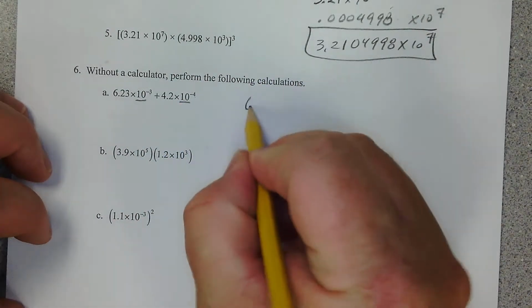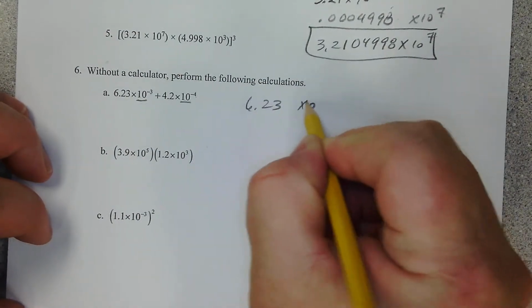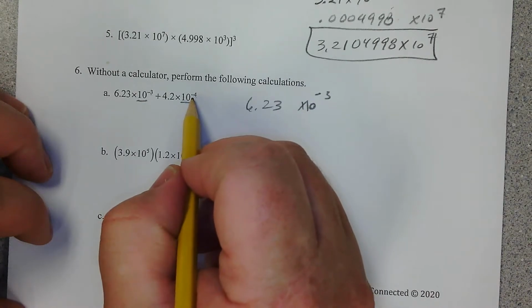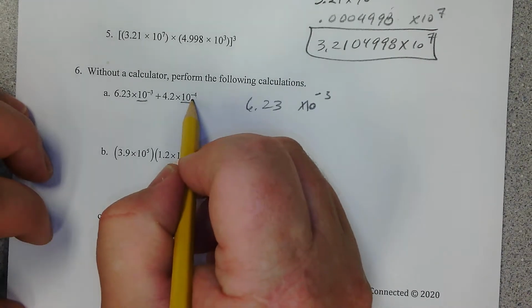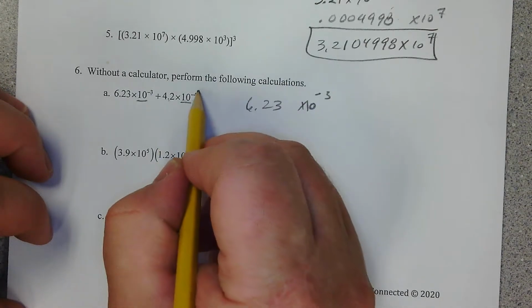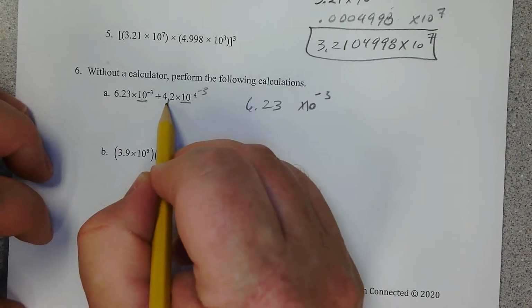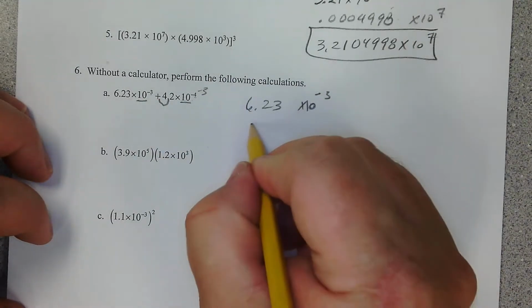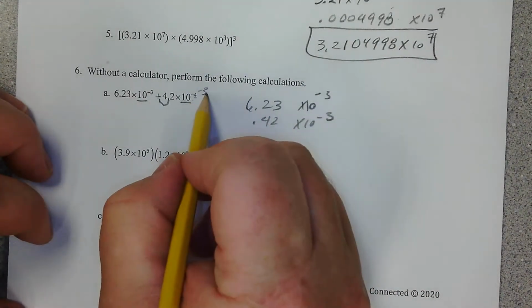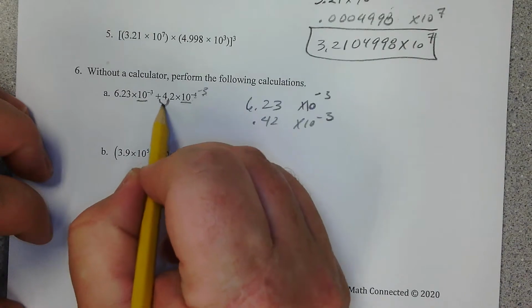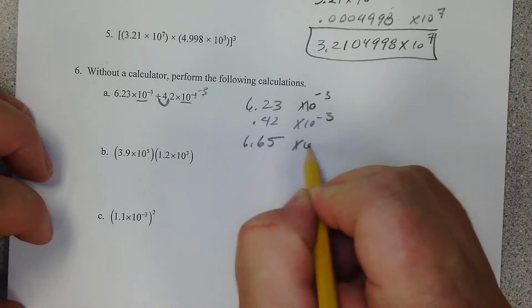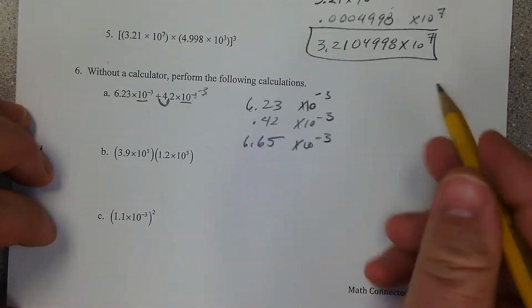So here's what I got. I got 6.23 times 10 to the -3rd, right? Now this one is times 10 to the -4th. If I make this a -3, it's bigger, which means I'd have to make this smaller. So I have to do that. 0.42 times 10 to the -3rd. Okay, so from -4 to -3, that gets larger, which means this has to get smaller, which means I move it like that. So 6.65 times 10 to the -3rd. Boom, done. Next up, Buttercup.